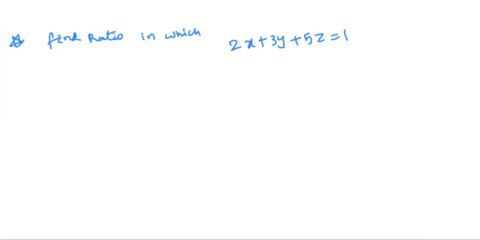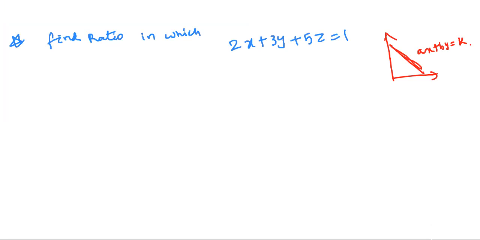So one example could be: find the ratio in which the plane 2x plus 3y plus 5z equal to 1... See, if I don't write the z term, 2x plus 3y equal to 1 is your line in 2D. Something like ax plus by equal to some k.